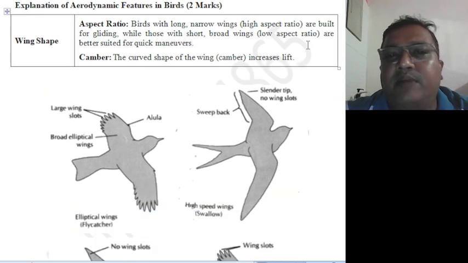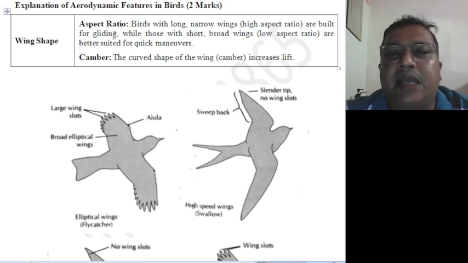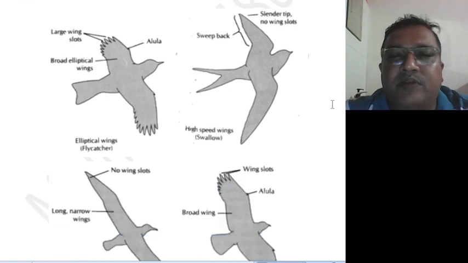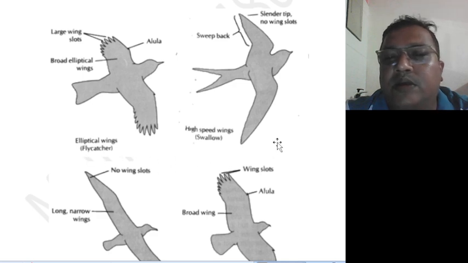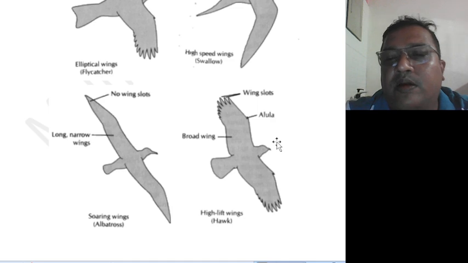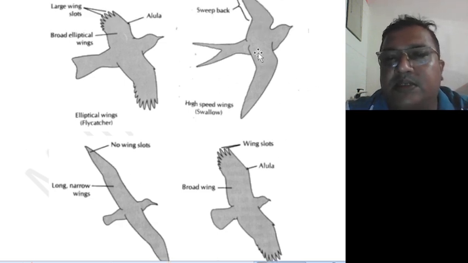Explanation of aerodynamic features in birds: I took a few images to explain that. Mainly the wing shape in the case of birds, the aspect ratio. Birds with long, narrow wings have a high aspect ratio for gliding, while those with short, broad wings, which is low aspect ratio, are better suited for very fast, quick maneuvers. And camber, the curved shape of the wing, increases the lift. Here are some different birds like the flycatcher, swallow, albatross, and hawk, and the difference in their wing structure is indicated here.